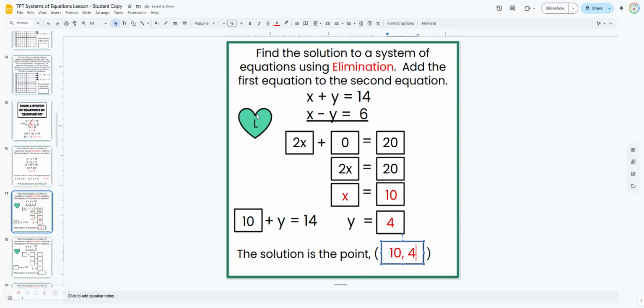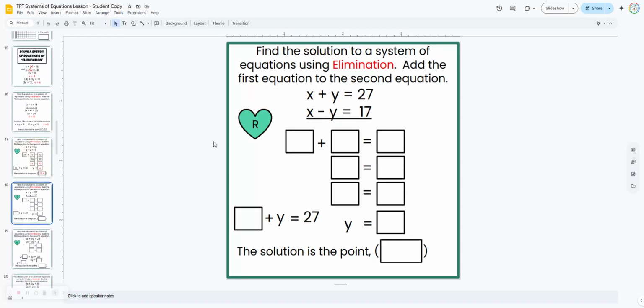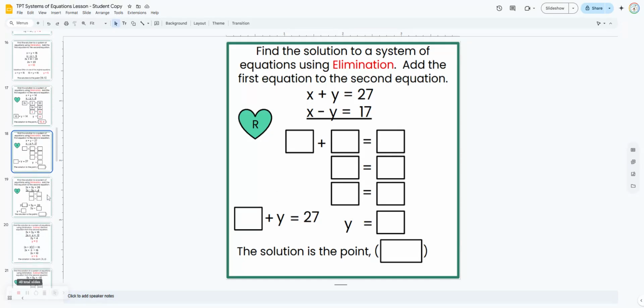Now you notice that there is a letter in a green heart. They're going to use this letter, they're going to match the letter to the solution in order to solve a riddle. They're going to do the same thing on the next slide. We're going to add the two equations together, solve for the variables.